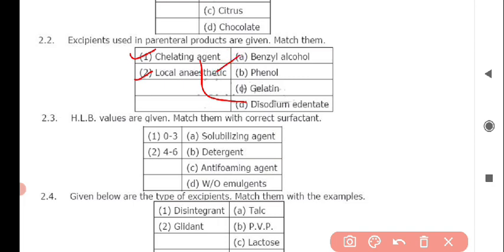Next question is, HLB values are given, match them with the correct surfactant. So for the first option, that is 0 to 3, the correct answer is option C. And for the second option, that is 4 to 6, the correct answer is option D, that is emulsions.